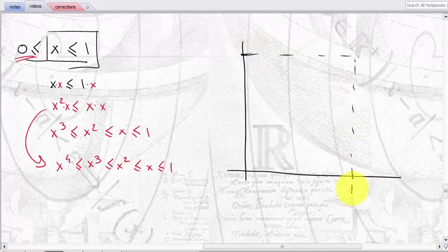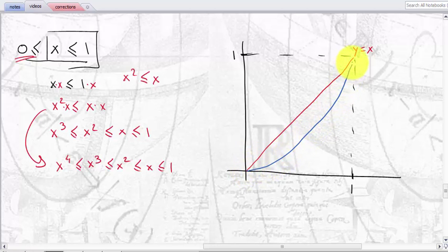So this is x equals 1, y equals 1 right here. Let's take the first graph, which is going to be y equals x. Okay, this is y equals x. Now, what is y equals x squared? Well, I said that for the first inequality x squared is smaller than x, and we know what it looks like. It's a parabola, right? That would be, for example, y equals x squared.